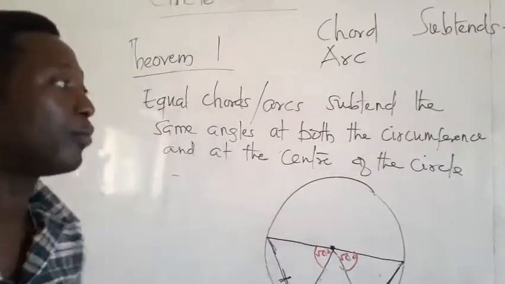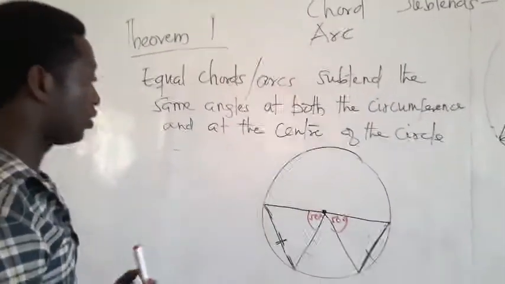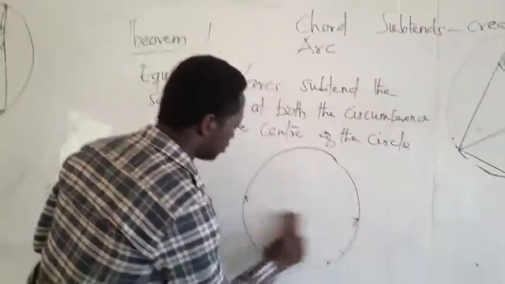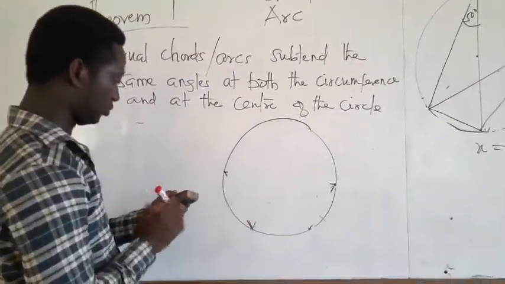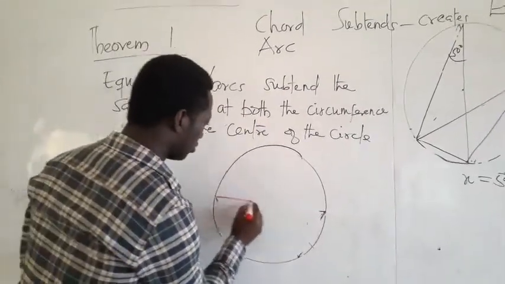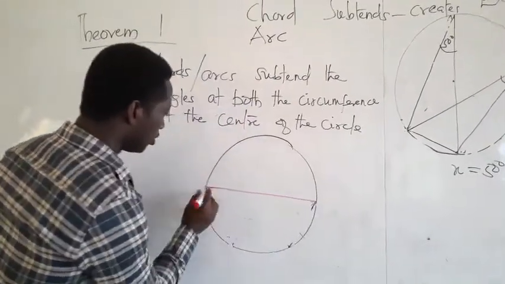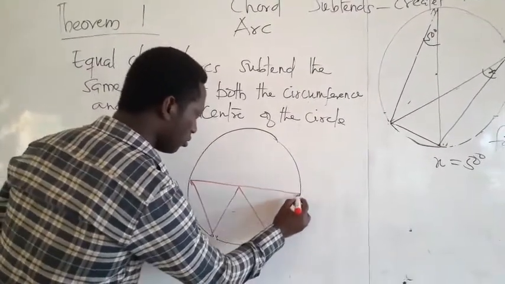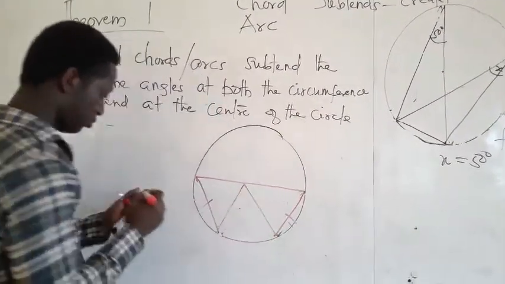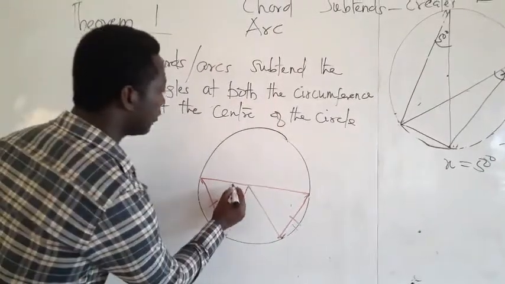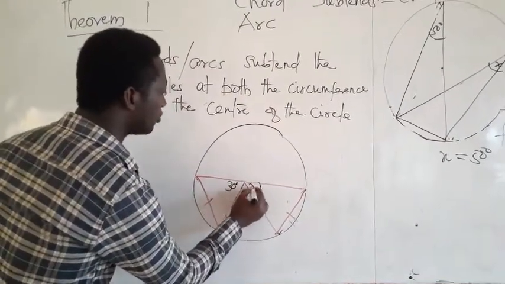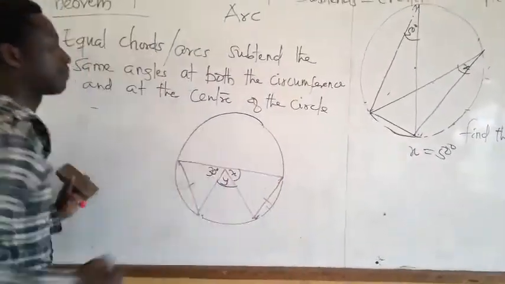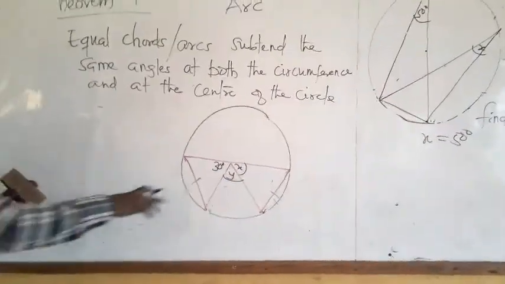So let me give you example 2, to illustrate that. If here is 30 degrees, what will be x, and what will be y? So we want to find x and y.